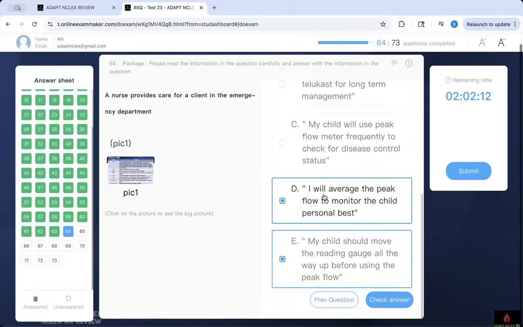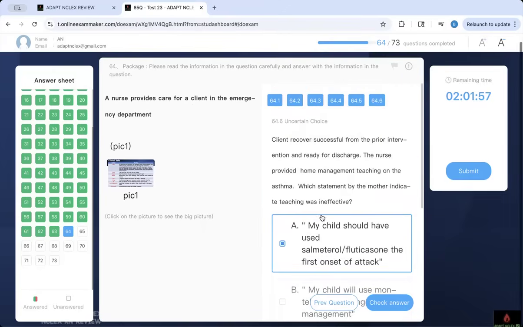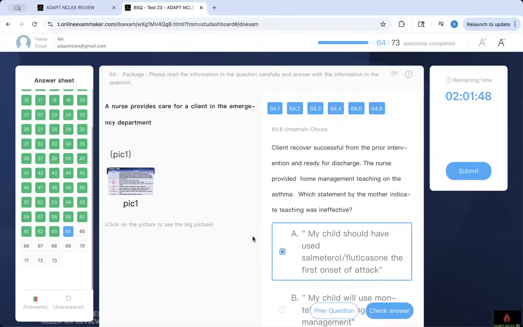That's effective. I will average the peak flow to monitor the child's personal best. That's wrong. My child should have to move the reading gauge all the way up before using the peak flow. No, I emphasize it so that you can pay attention that it's ineffective. The only effective are B and C. And this is the next generation NCLEX.